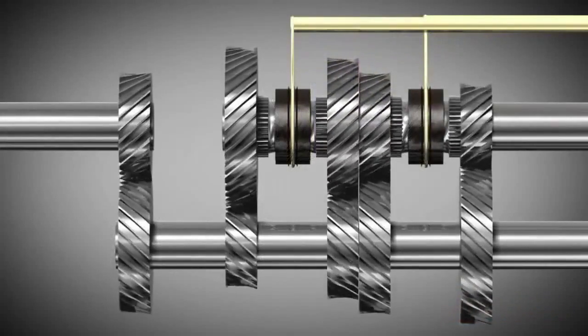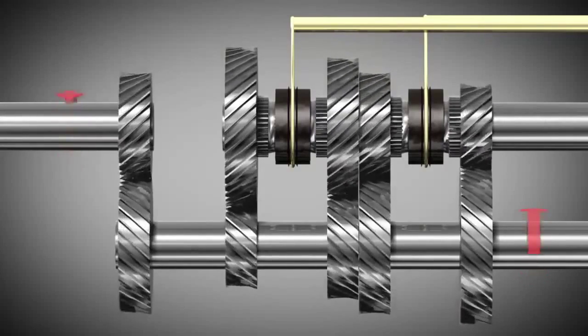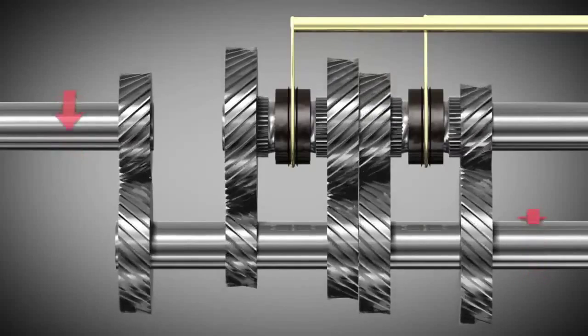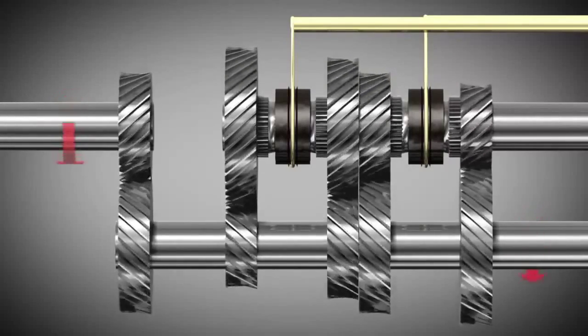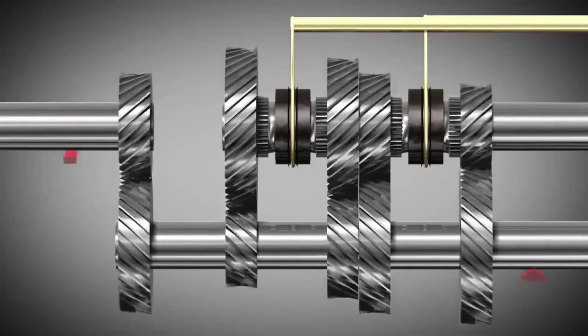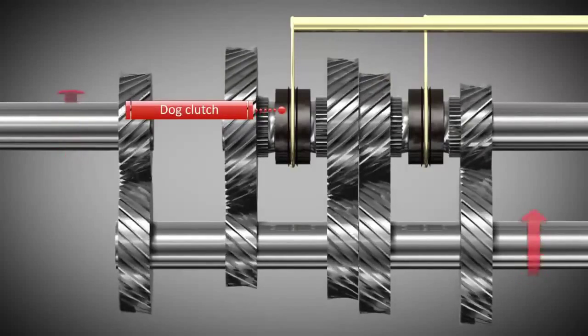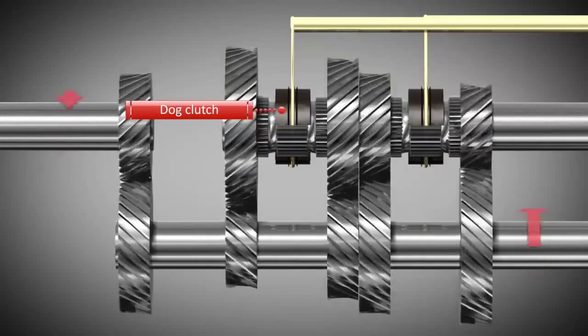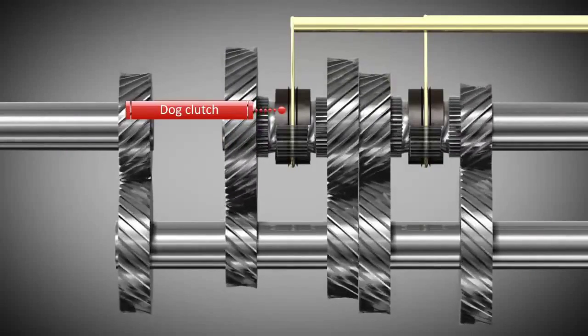The gear wheels of the input shaft and the counter shaft are fixed to their shafts. They rotate when their corresponding shaft rotates. However, the gear wheels of the output shaft are not fixed to the shaft and can freely rotate. Locking a gear wheel to the output shaft is possible through a dog clutch. Here, a tooth system is fixed to the shaft.